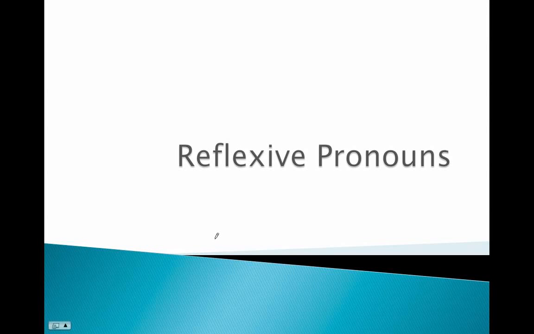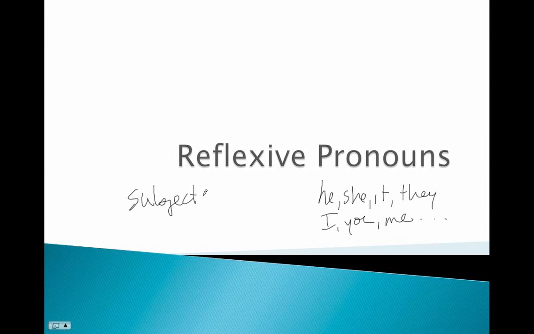This lesson will introduce you to a new set of pronouns, the reflexive pronouns. Now remember, pronouns take the place of nouns. So in general in English they're going to be he, she, it, they, I, you, me, and so on. Now a reflexive pronoun can never be a subject, but rather it's when the subject does something to itself.